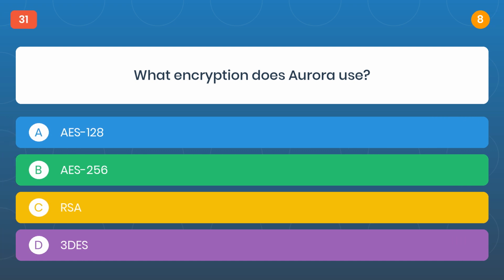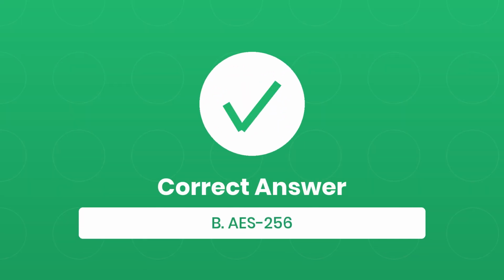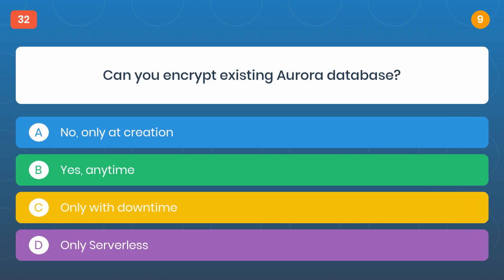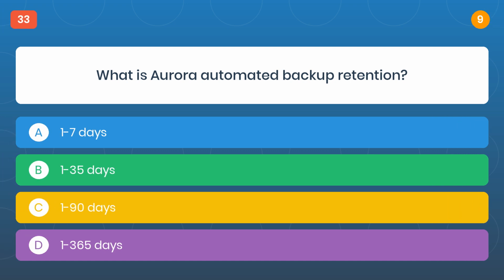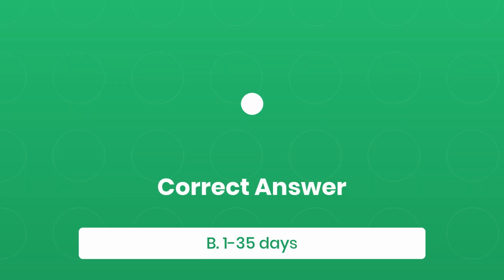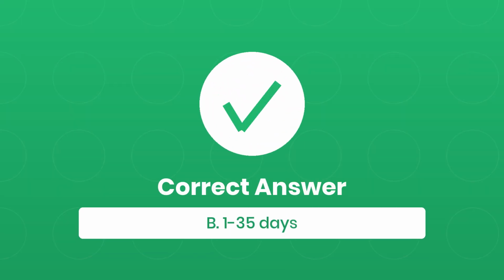Question 31. What encryption does Aurora use? The correct answer is B, ICE 256. Question 32. Can you encrypt existing Aurora database? The correct answer is A, no, only at creation. Question 33. What is Aurora automated backup retention? The correct answer is B, 1 to 35 days.